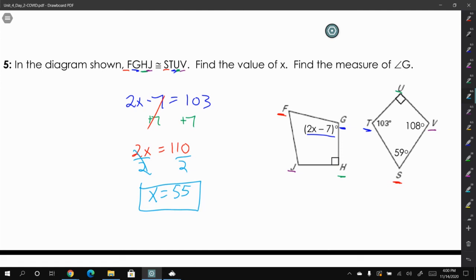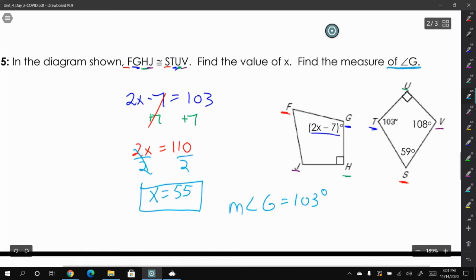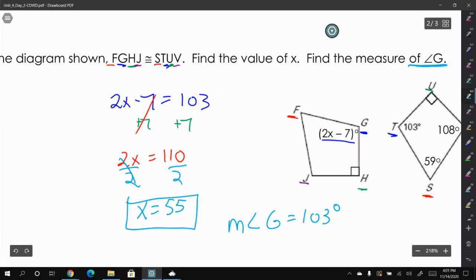And then you could plug that back into G because it says find the measure of angle G. But if we know that angle G and T are congruent, you don't need to plug that back in because we know that the measure of angle G has to be the same as the measure of angle T, which is 103 degrees. So again, you're using the location to see which parts are congruent to each other. G was second and T was second, so that's why those are congruent to each other.